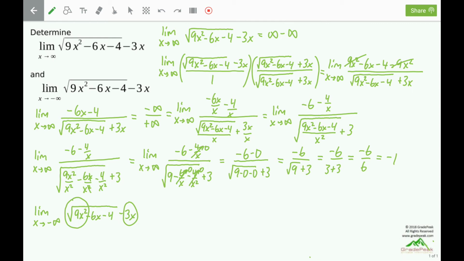minus 3x. Plugging in negative infinity, and negative infinity squared is positive infinity, times 9 is positive infinity, and the square root of positive infinity is positive infinity. And then it will be minus 3 times a negative infinity, which will be negative infinity, minus a negative infinity is positive infinity. The result is positive infinity plus a positive infinity. Infinity plus infinity will equal a positive infinity. And there's the results of the two different limits.